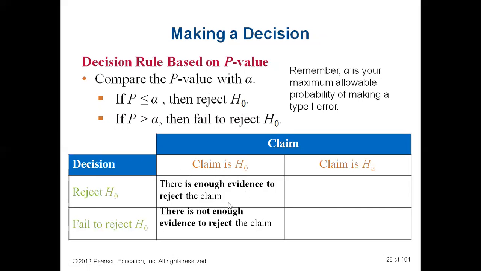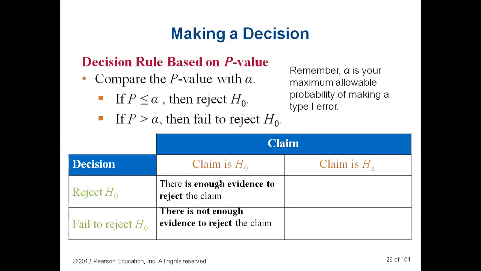Okay, claim is H0 and reject H0. So there is enough evidence to reject the claim. Then, if the claim is H0 and we fail to reject H0, there is no problem.